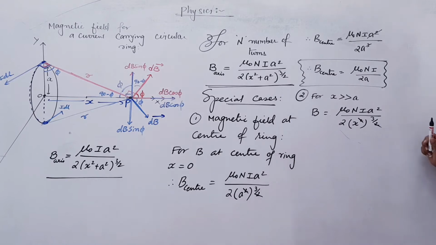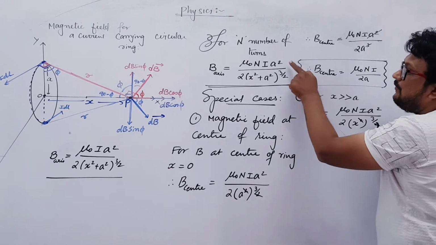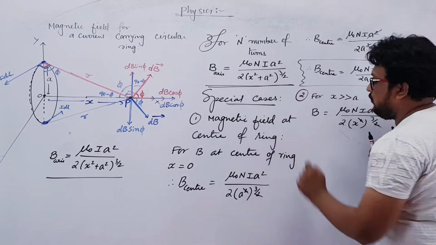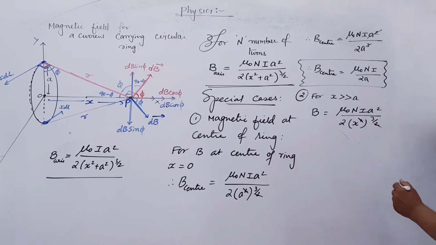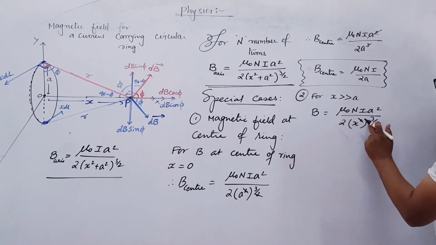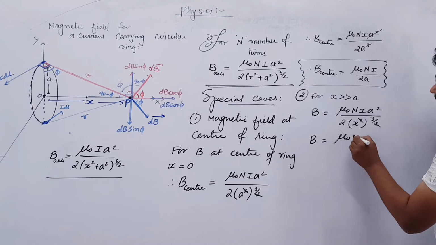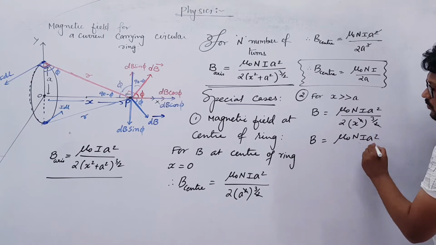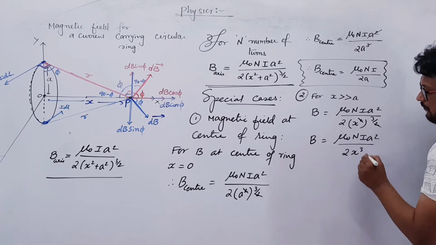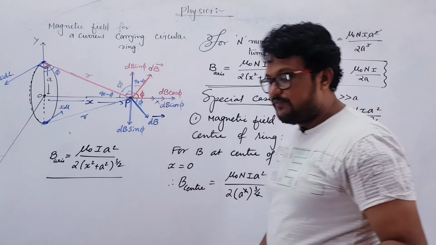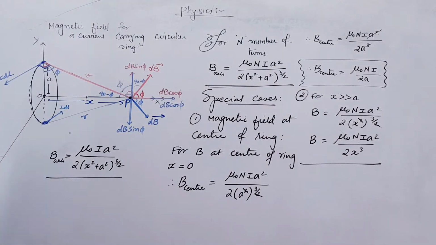So in addition and subtraction you can neglect, and that's why here we are not going to neglect a. A should be neglected over here in addition with x square, with respect to x square. So here squares and square root will get cancelled out. So your answer will be B will be equal to mu naught Ni a square over 2x cube, right? This is the another formula. Okay, so do one thing, pause this video and fast copy this.